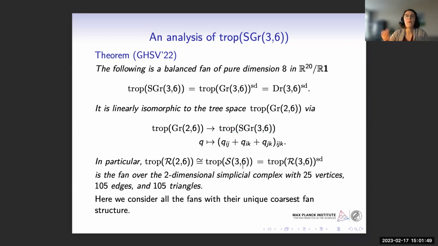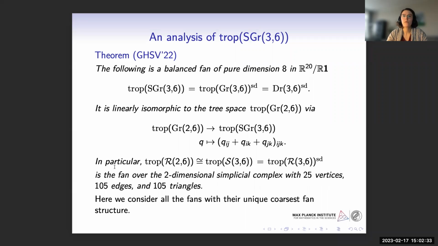In particular, if we're modding out by the lineality space, we get a pointed fan that's 3-dimensional over the 2-dimensional simplicial complex with 25 vertices, 105 edges, and 105 triangles. Okay. One disclaimer I should make here is that in this theorem, we look at all these different fans with their unique coarsest fan structure. In these cases, all these tropical varieties have a unique coarsest fan structure, which in general is not true, but for these ones, it works. And the unique coarsest fan structure is the same for all of these spaces.